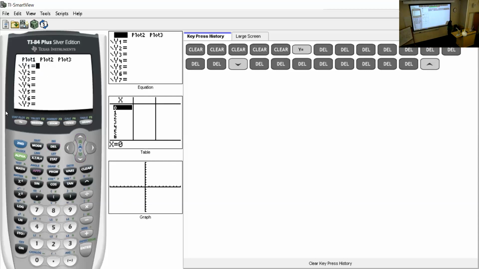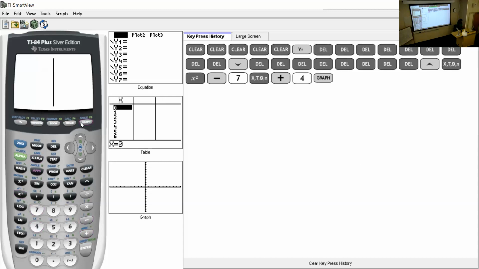With the graph, or algebra. Which one would you prefer? Graph. Don't sound excited. Graph, the easiest of the two. So, x squared minus 7x plus 4, graph.